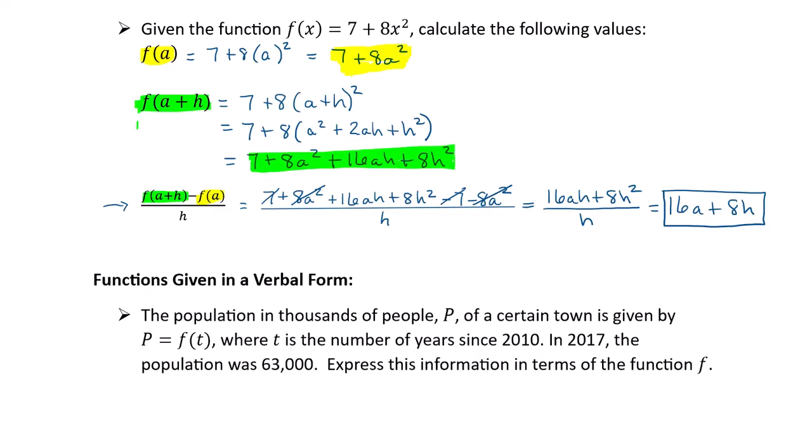All right, so my function is named f. F of my t, well, in 2017, it is 7 years since 2010, so f of 7. My f of 7, in other words, the population at year 7 years after 2010, equals 63,000. So that is relaying that information in terms of a function f.